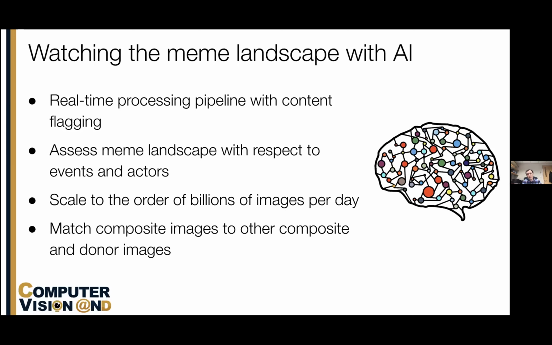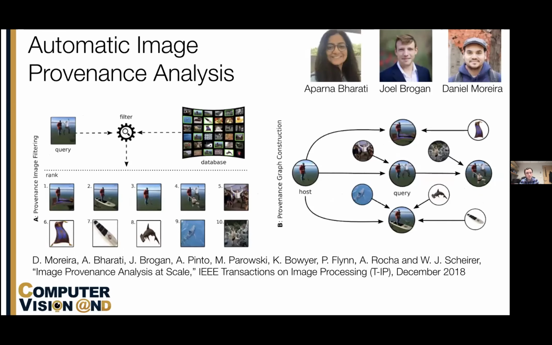And then it would also be really nice, again, if we're thinking about memes, to match composite images to other composite and donor images, because this content is constantly remixed over and over again. Some elements are removed, some elements are added. You're getting all these different pieces put together like a mosaic. And that becomes very challenging when you're trying to do image-based matching.